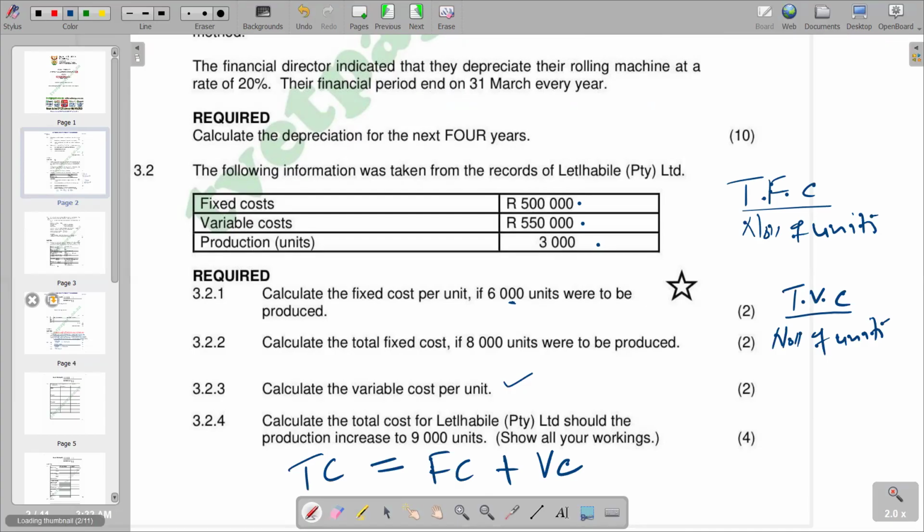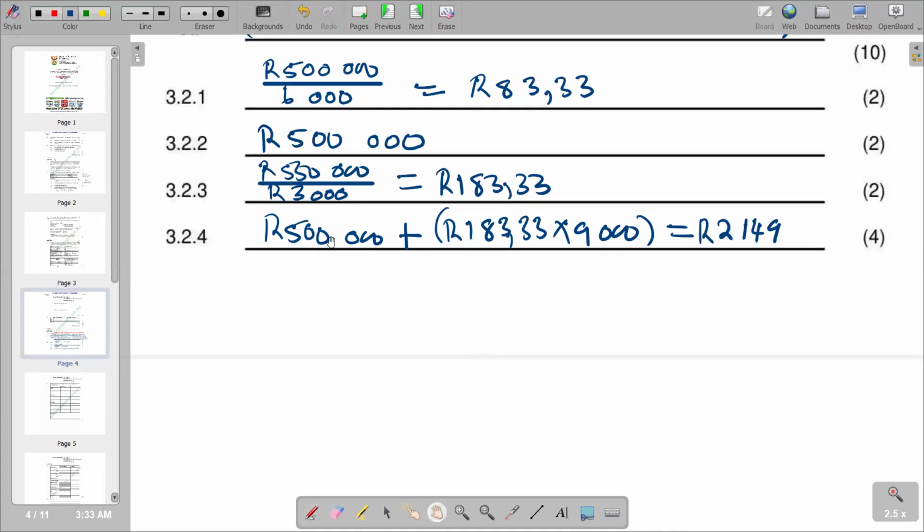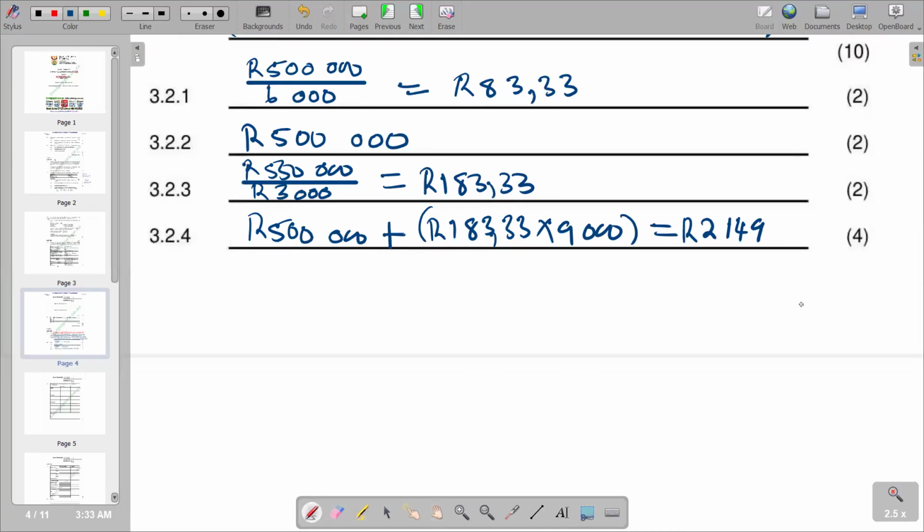So basically, we are saying 183 and 33 cents. Then we multiply by 9,000. So the final answer that we are supposed to get is 2,149,970. So basically, that's what we have in terms of 3.2.4. So moving on to the next question.